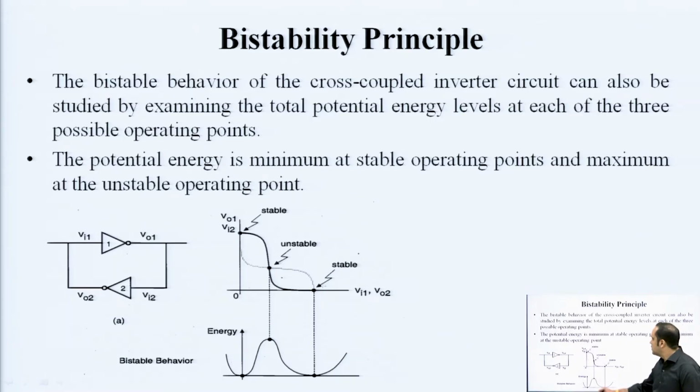So, you have this inverter 1, Vi1 giving Vo1, passed on to the second inverter, so that its output is fed back. This is how the voltage transfer curve looks. This is your unstable point, these are your stable states. If you see the potential energy graph, the energy at point C is quite high.